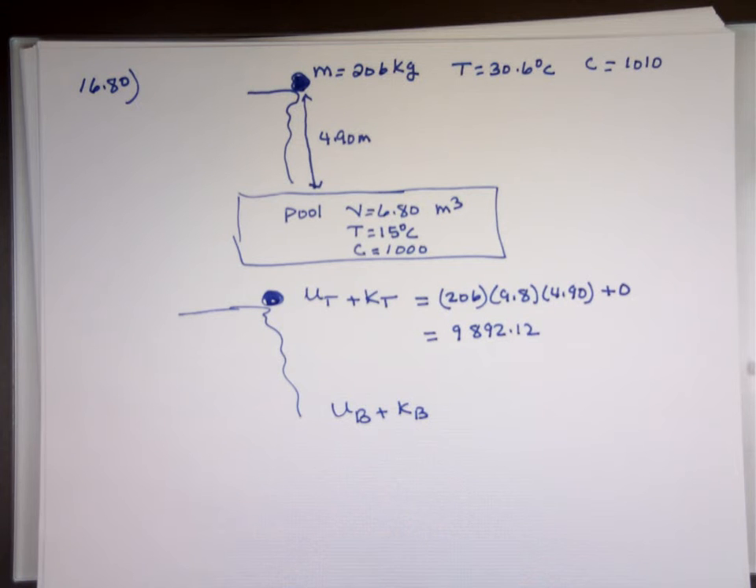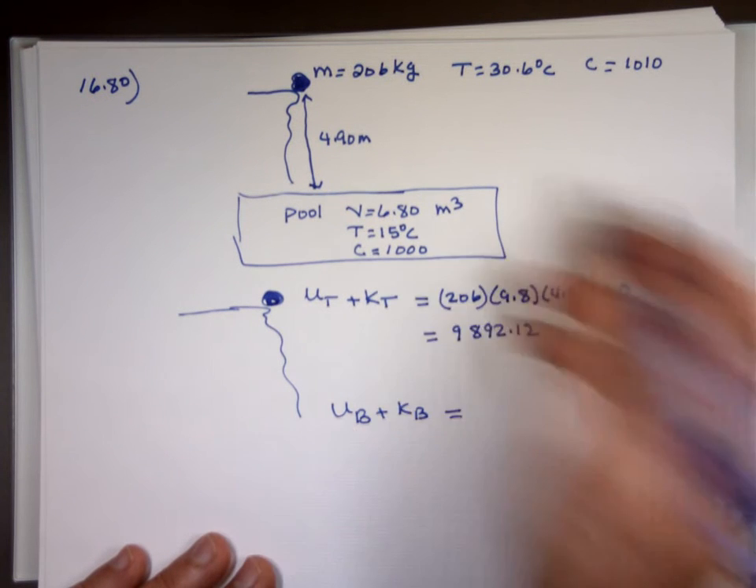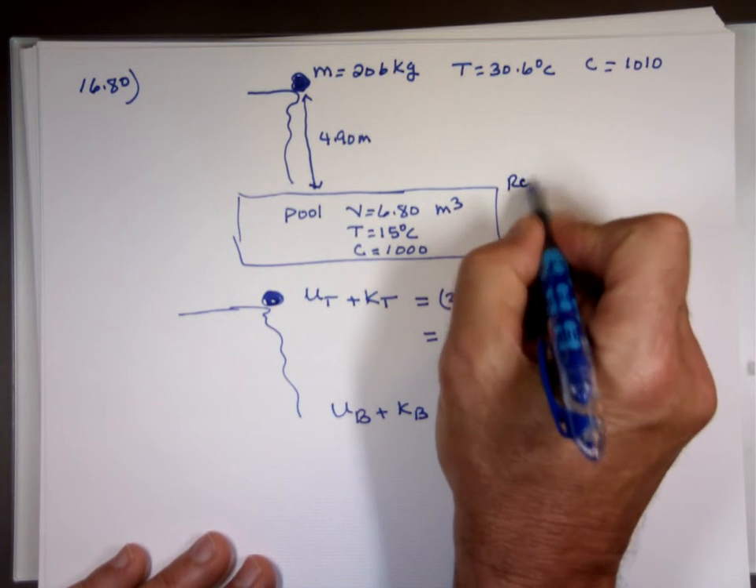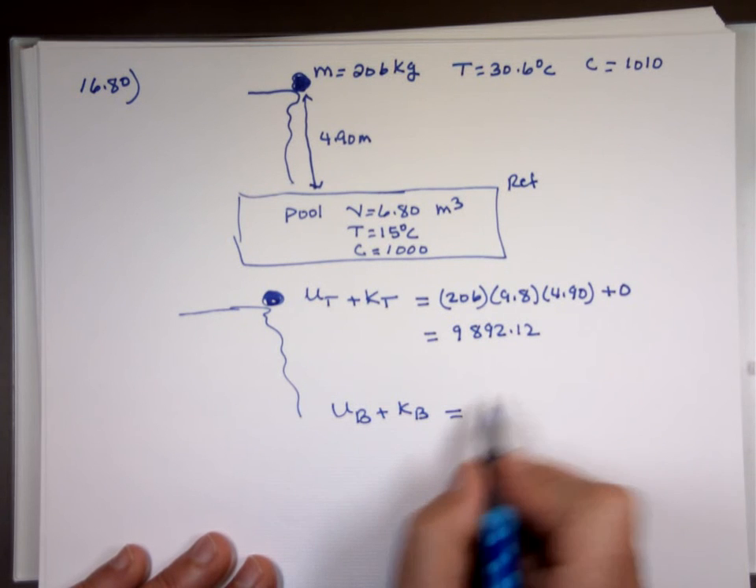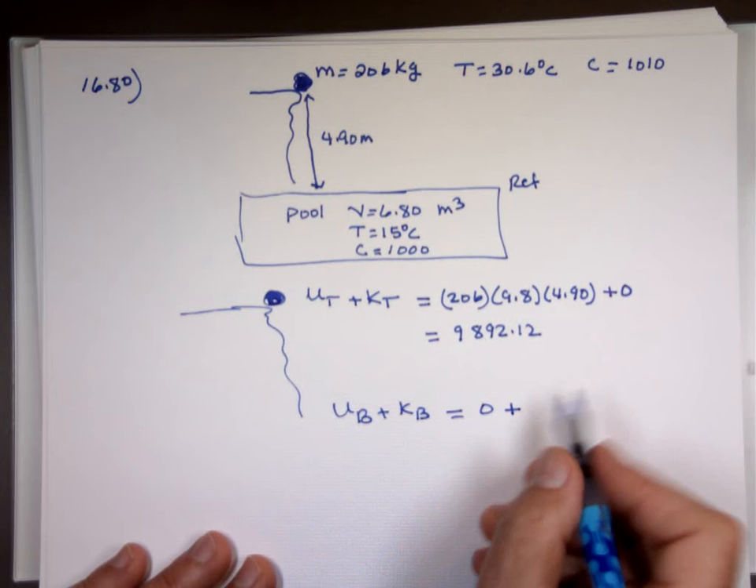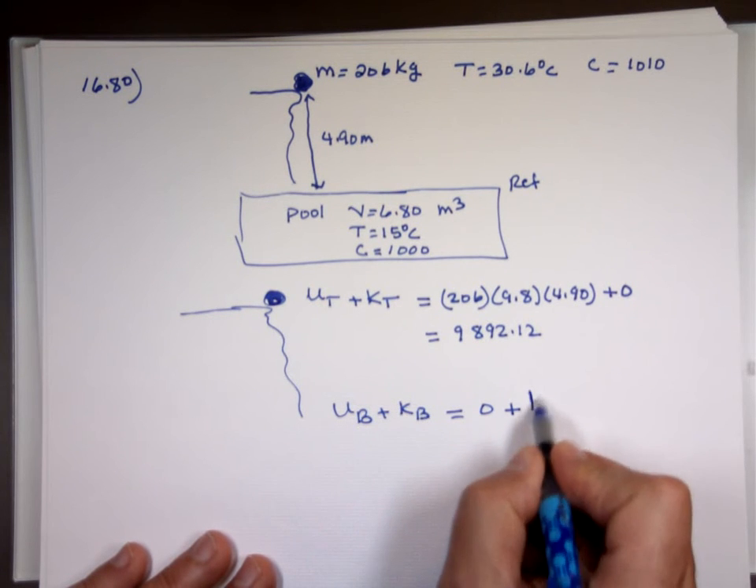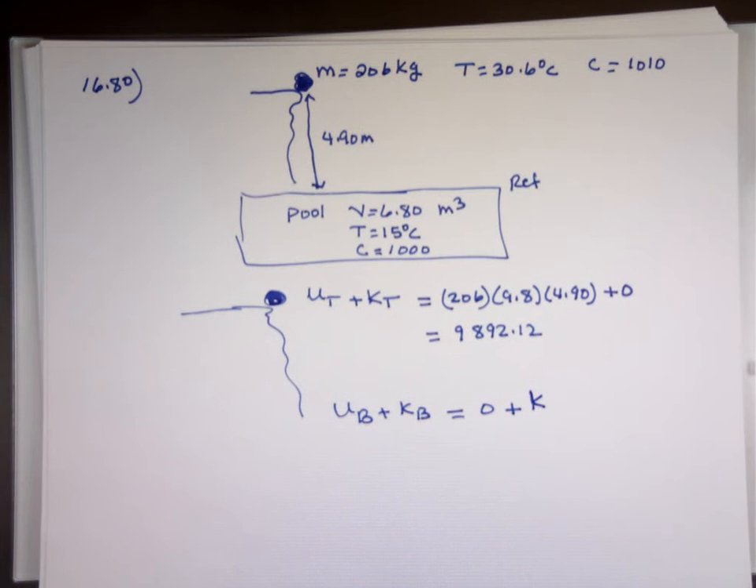The bottom here, potential energy, if I use the water as reference here, the beginning of the pool, potential energy is 0. Kinetic energy is 1/2 mv squared. You get the velocity of that. Let's say kinetic energy, I don't care about the velocity. It has 0 potential energy or kinetic.